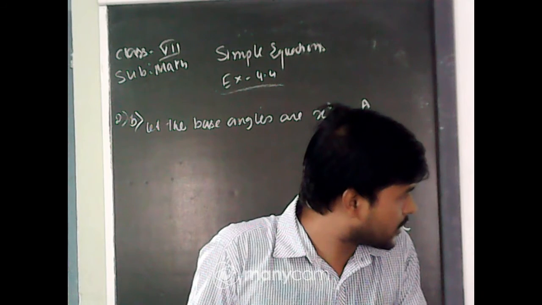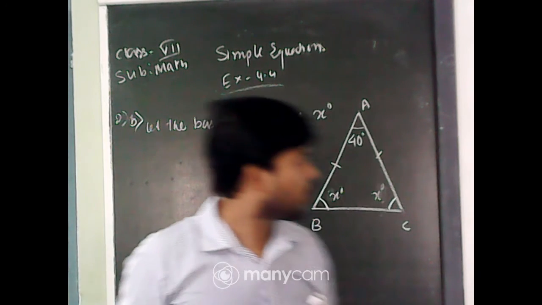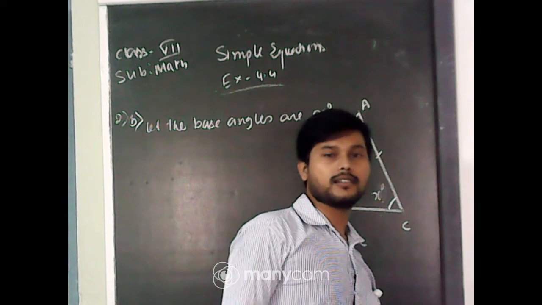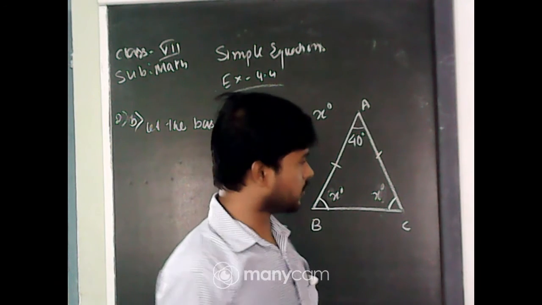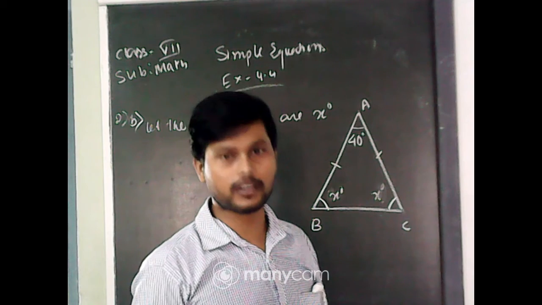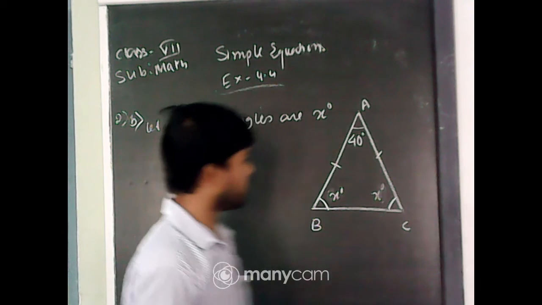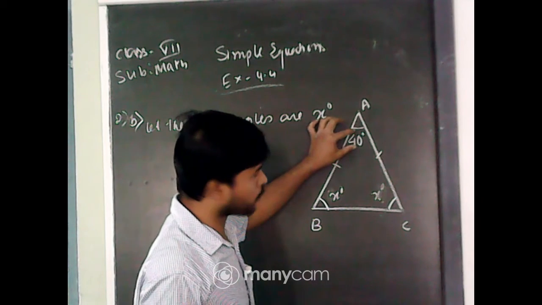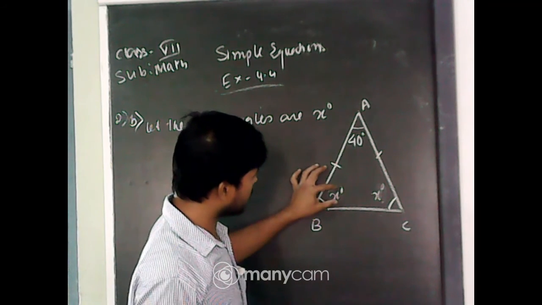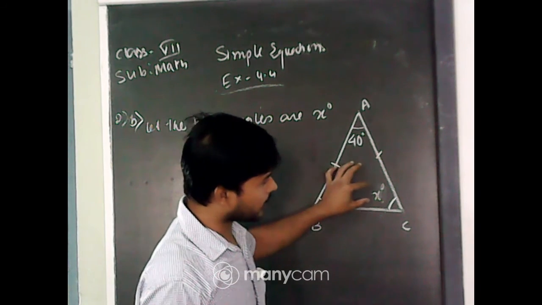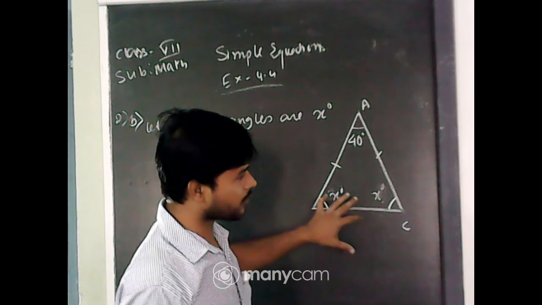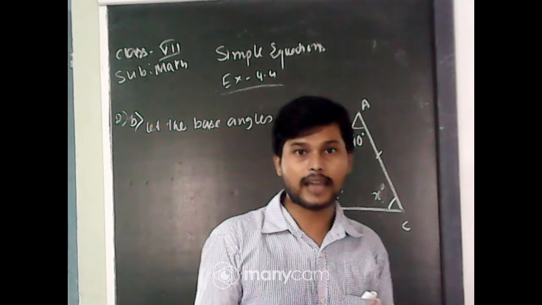Angle sum property says that the sum of all interior angles of a triangle is equal to 180 degrees. So here, what are the interior angles? One angle is 40 degrees, one angle is x degrees, one angle is x degrees. So three angles are given, and we'll apply the angle sum property.